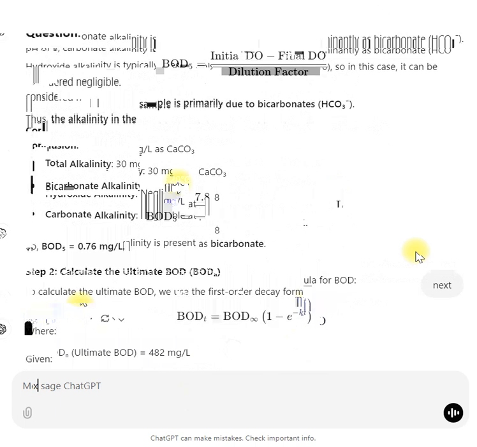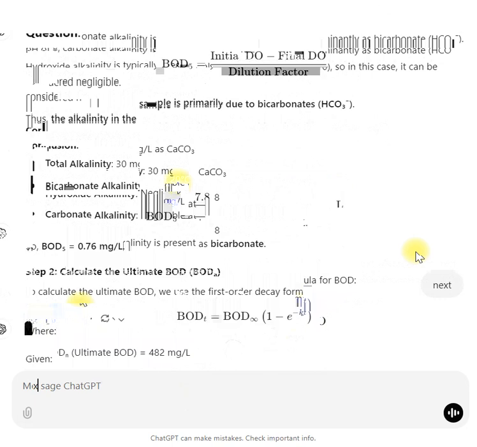Question: calculate the 5-day BOD, ultimate BOD, and BOD at 15 days for a wastewater sample. Given: initial DO in a BOD bottle, 7.8 milligrams per liter. Final DO in a BOD bottle, 4.0 milligrams per liter. Dilution factor, 5. BOD bottle volume, 300 milliliters. K rate constant, 0.1 per day at 20 degrees Celsius. Ultimate BOD, 482 milligrams per liter. Temperature adjusted BOD calculation for 15 days at 14 degrees Celsius.